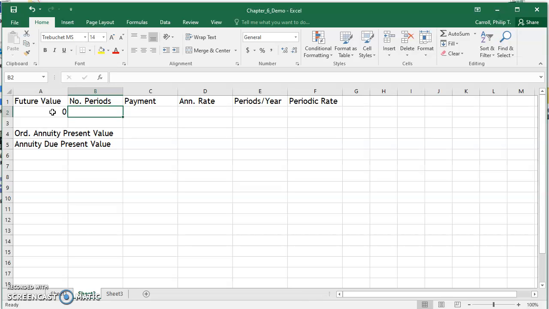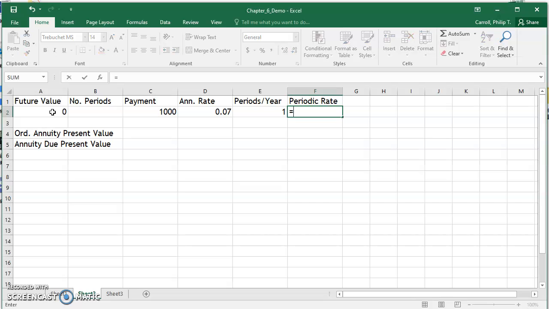So we have $1,000 per year. So our payment is 1,000. We actually want it to be positive this time, so that's that. Our interest rate is 7%, so 0.07 right there. Periods per year. We're doing this annually this time, so I'm being a little pedantic, but you can expand the process. So there's only one compounding period per year.